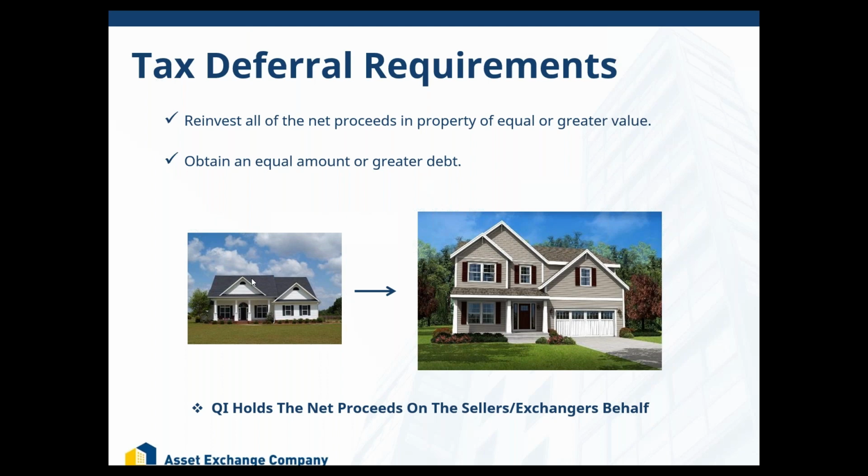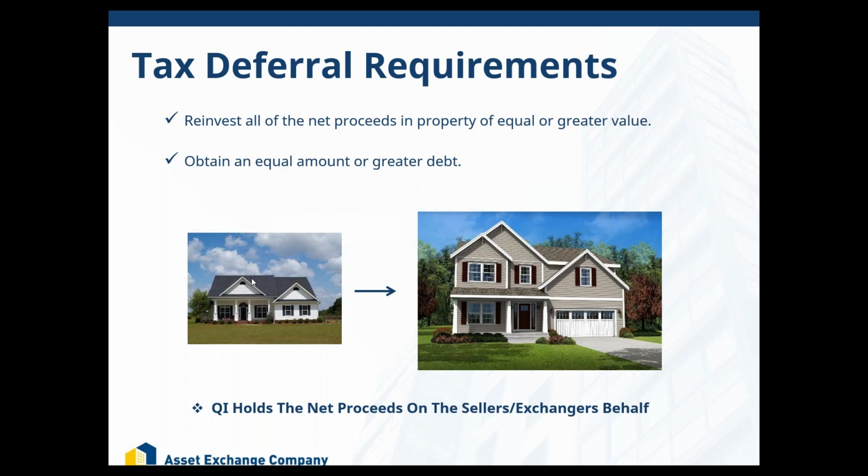That's rule number one. Now, rule number two is, if they have debt, a mortgage or a loan that they're paying off, whatever that mortgage payoff amount is, you are required to obtain an equal amount or greater debt in the purchase of any replacement property or properties, okay? Now that rule can actually have an exception if you have cash that you're willing to use towards buying the replacement property. You can offset that rule.